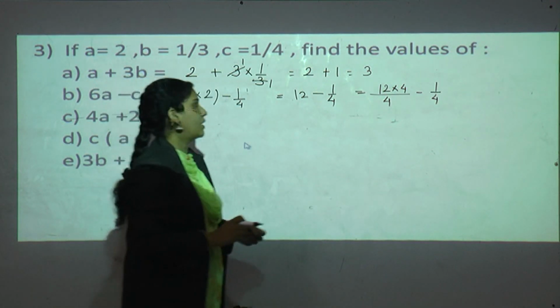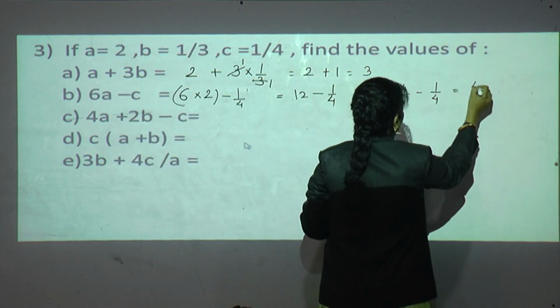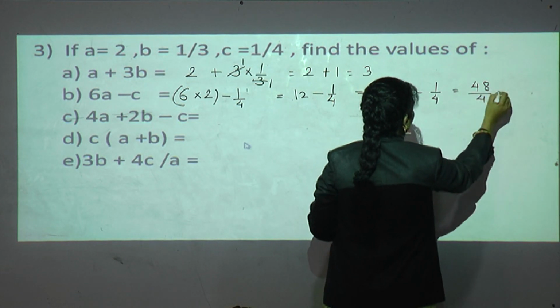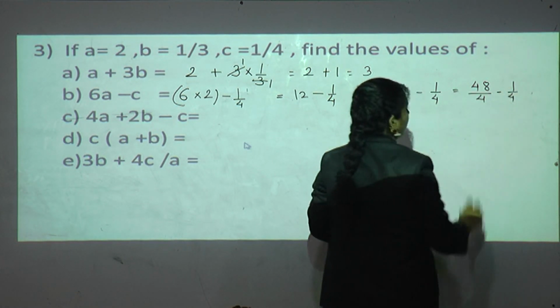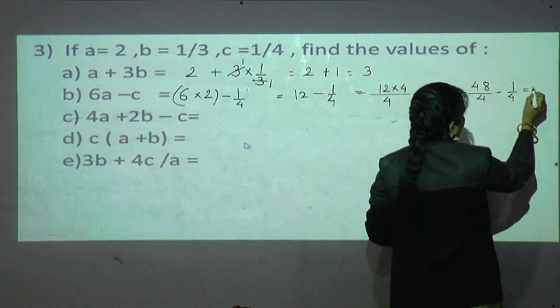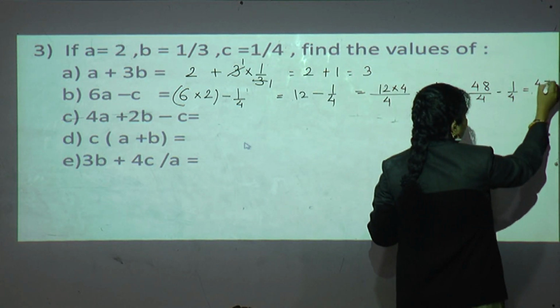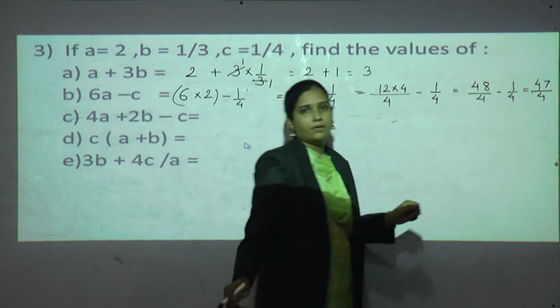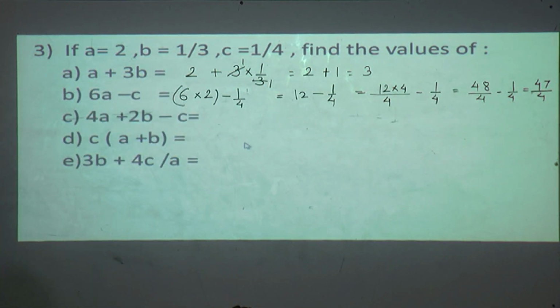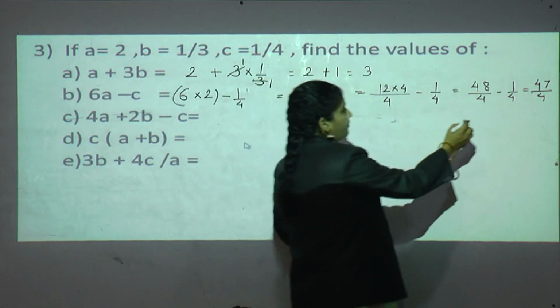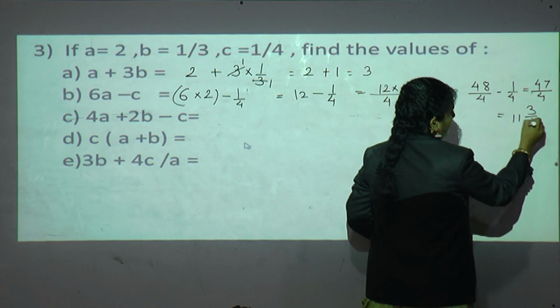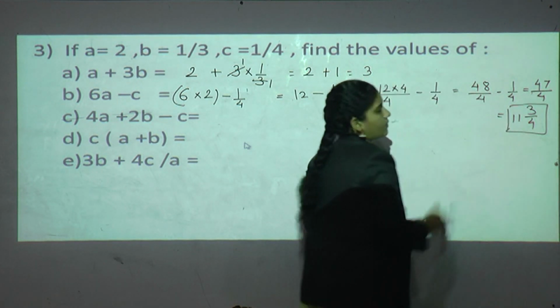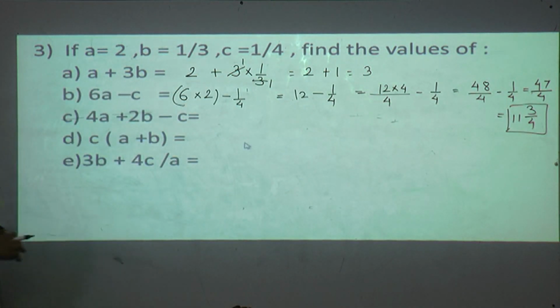Isn't it? Now 48 upon 4 minus 1 upon 4. And after subtracting this, we will get 47 upon 4. Okay. Now we can divide 47 by 4 also. So you will get the answer here. Okay. So in this way you can do the calculation.